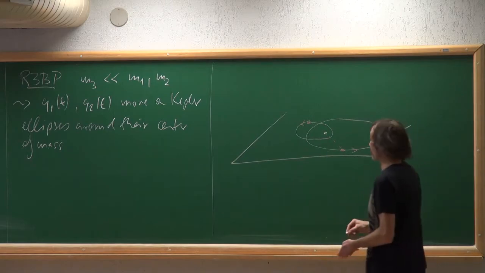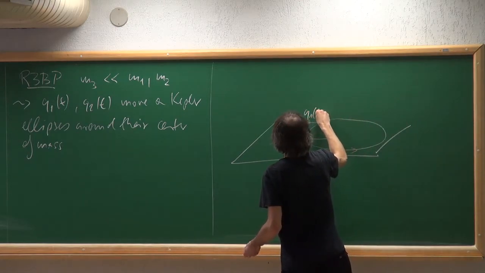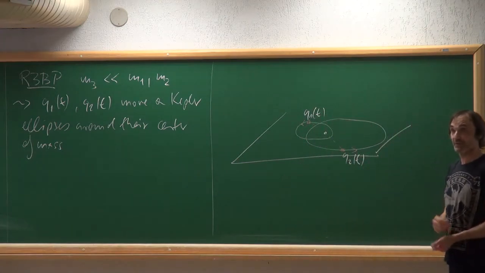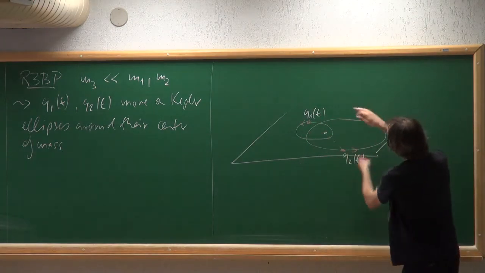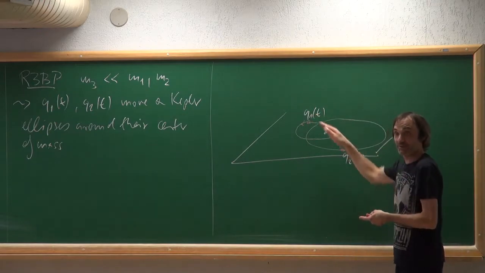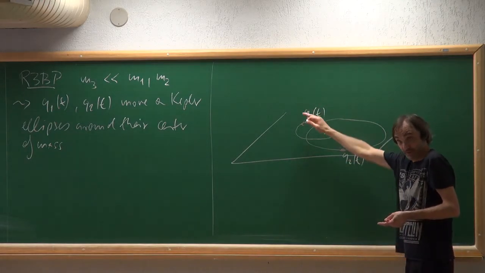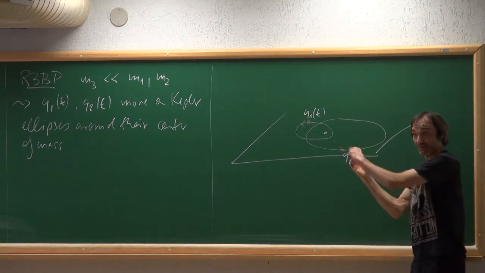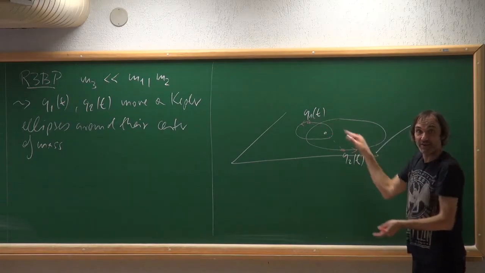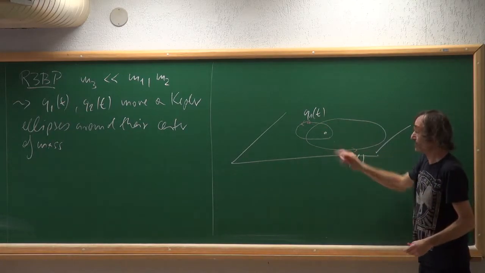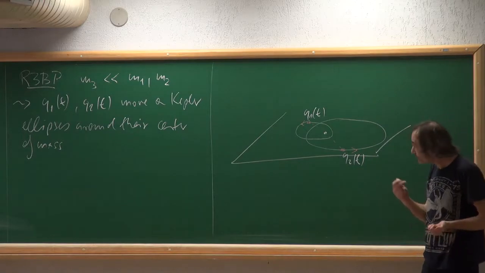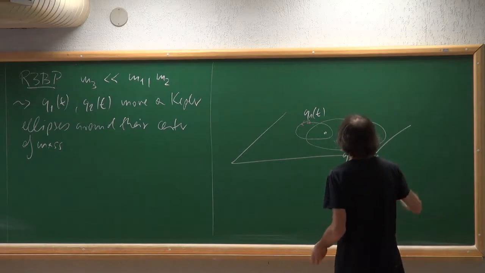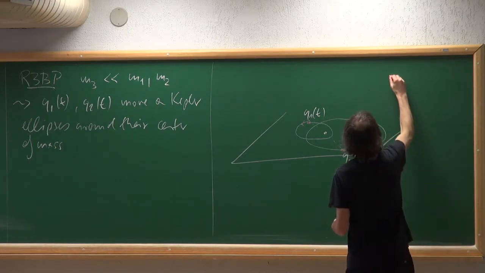So this is Q1 of t, Q2 of t. This is what the motion looks like. They both move on ellipses, and they always lie on a line through their common center of mass, by definition. So the velocities are coupled such that they always lie on a line through the center of mass. Okay, so that we know. And then there's the third planet somewhere there.